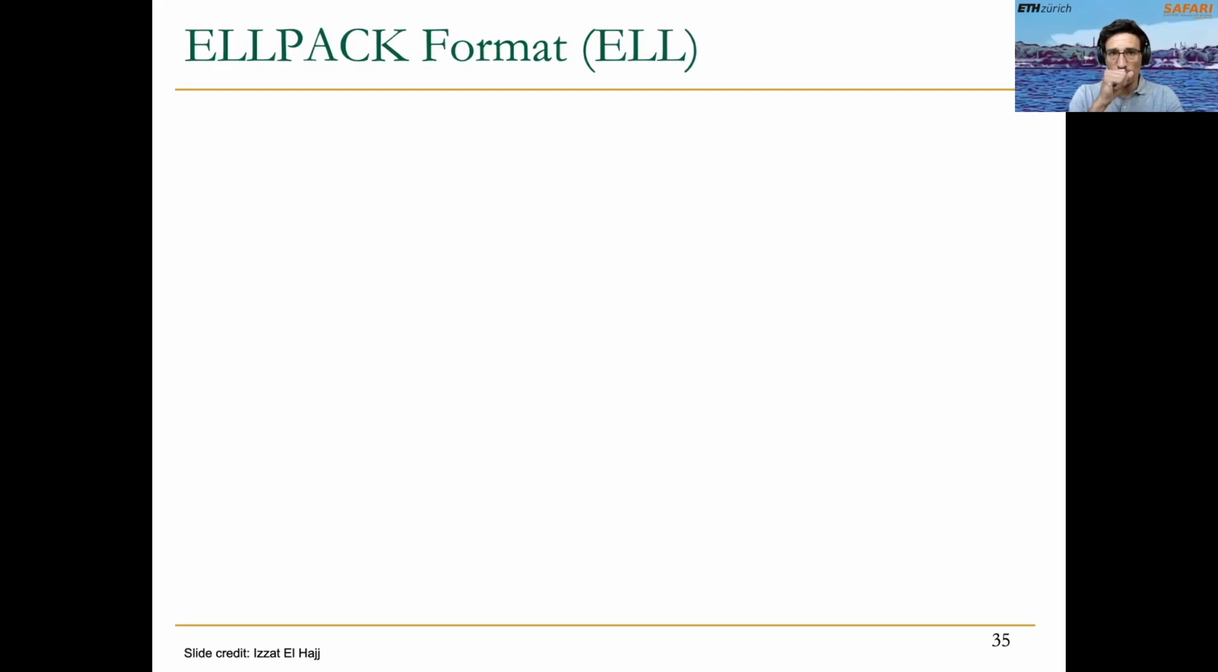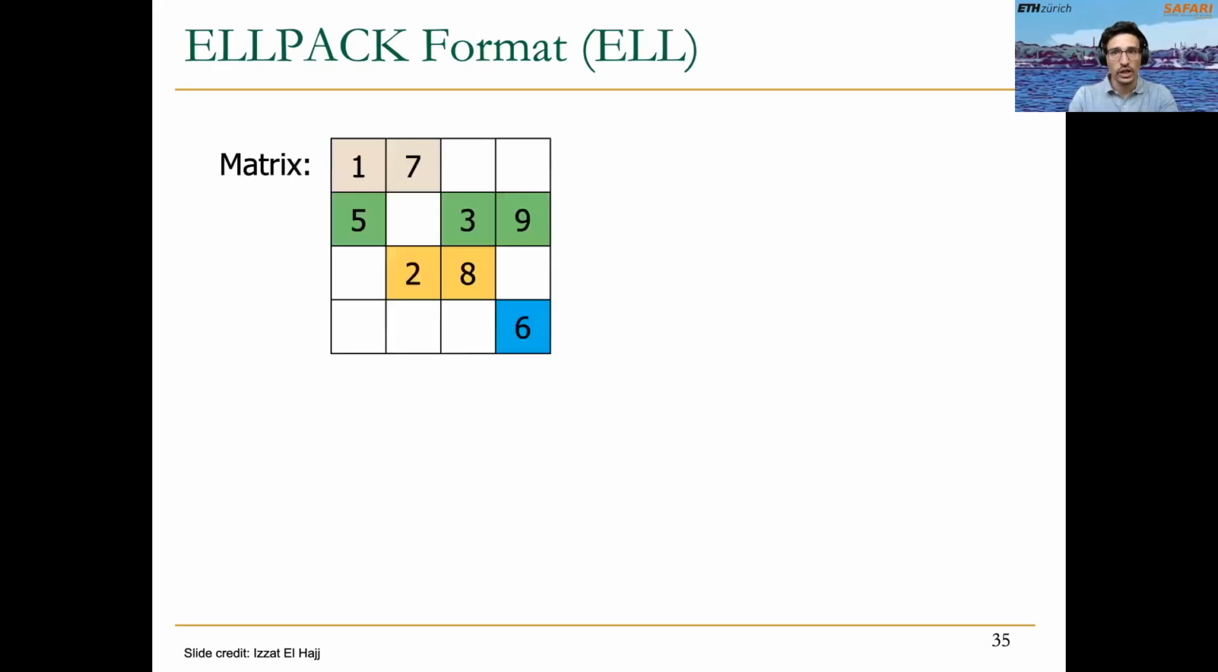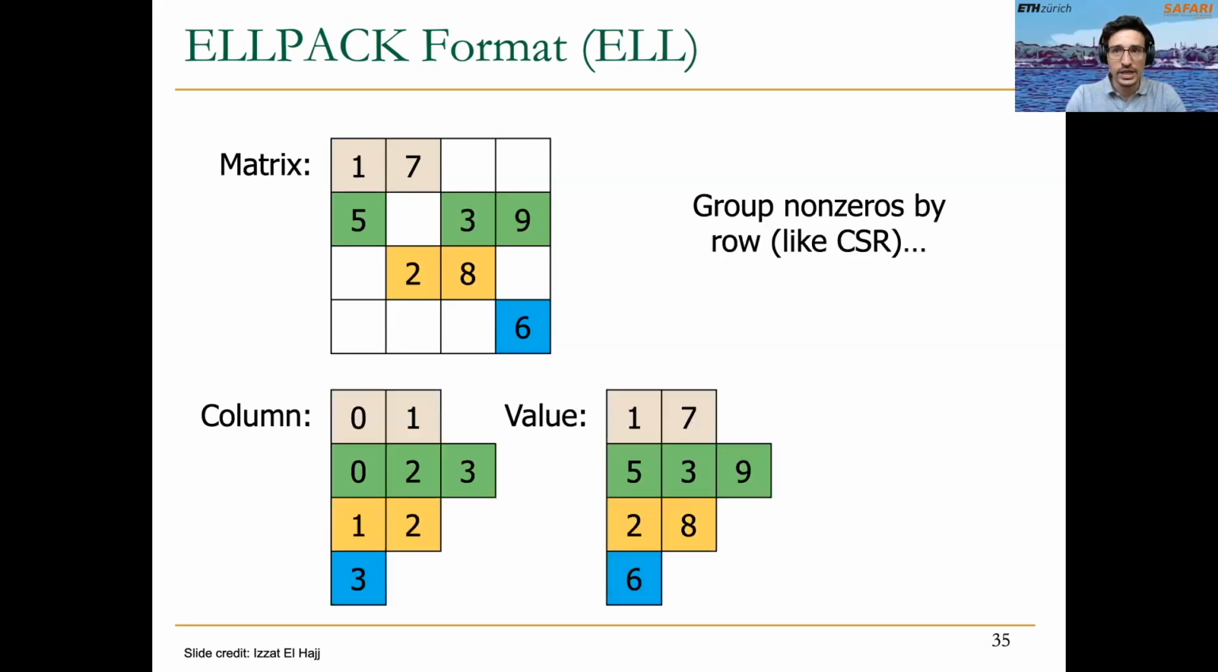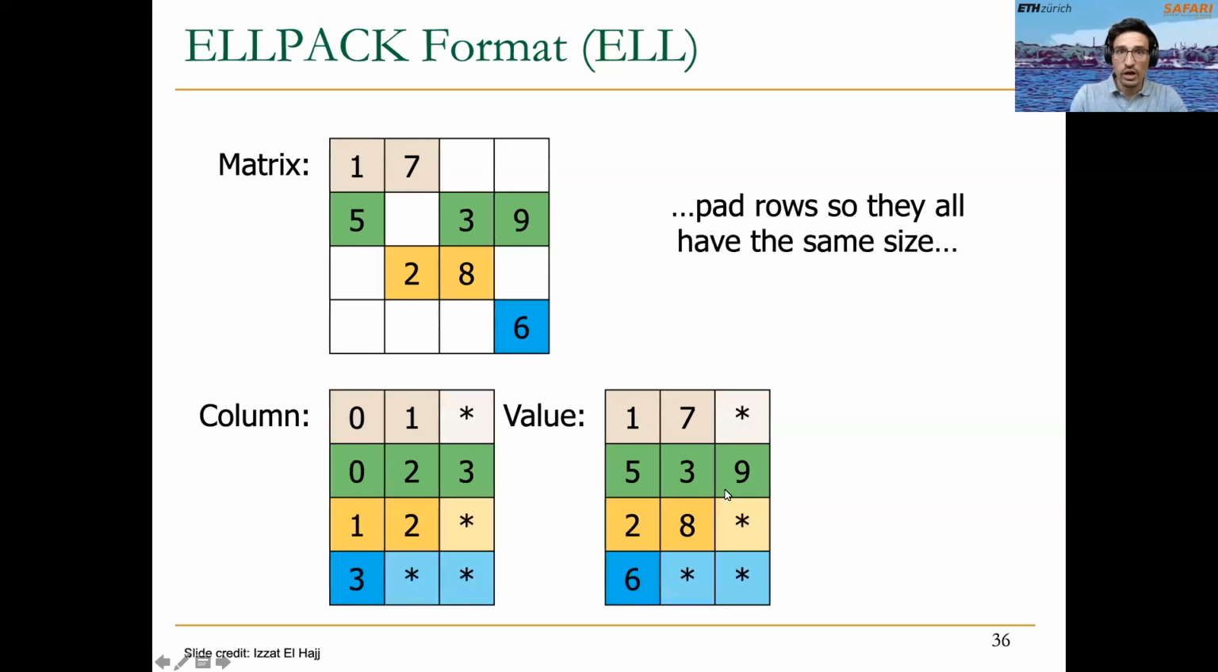The next format is the ELLPACK format, or ELL. This is the matrix that we are compressing in this case. We start doing something similar to CSR, which is compressing by row. So we place next to each other all those non-zero values that belong to the same row. We keep the column index and we keep the value. And then what we do is pad the rows so that they all have the same size. As you see, these are padded positions.